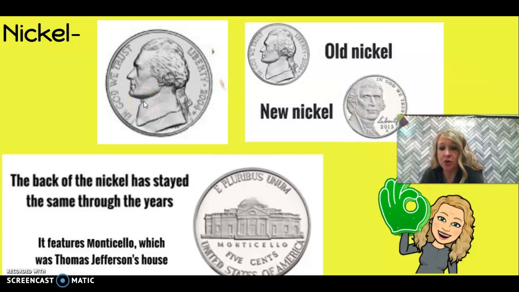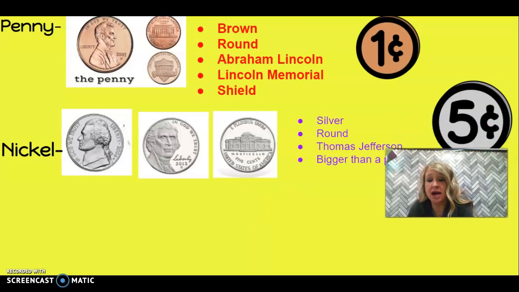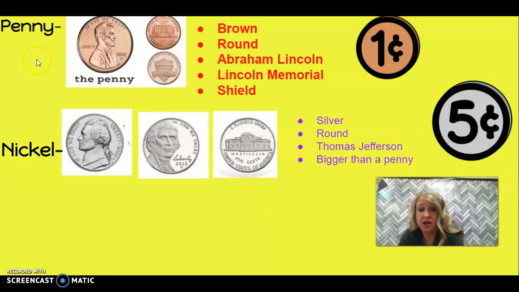So we have been working with the nickel. Yesterday, I found an old nickel, not a new nickel. I found the old one with his face turned to the side. And it still had his house on the back, Monticello. And we added him to our anchor chart with our penny. We have our penny and our nickel on our anchor chart.